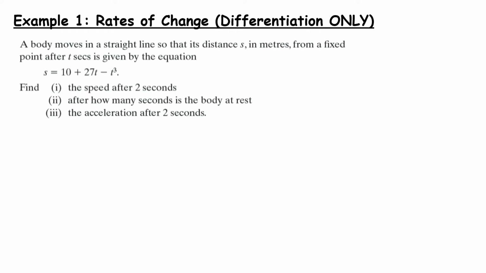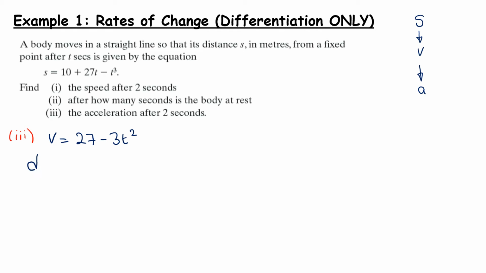So part 3 then, find the acceleration after 2 seconds. Again, we started with our distance, we moved on to our speed, and then we get acceleration. So we already have our speed, which I'm going to call v. From our previous part, it was 27 minus 3t squared.